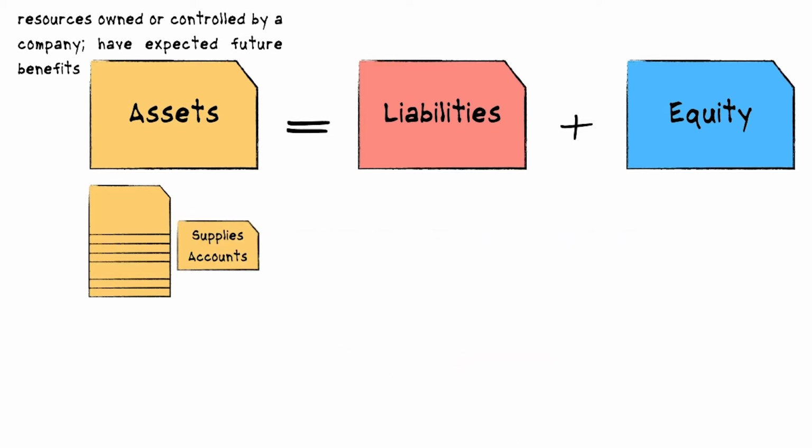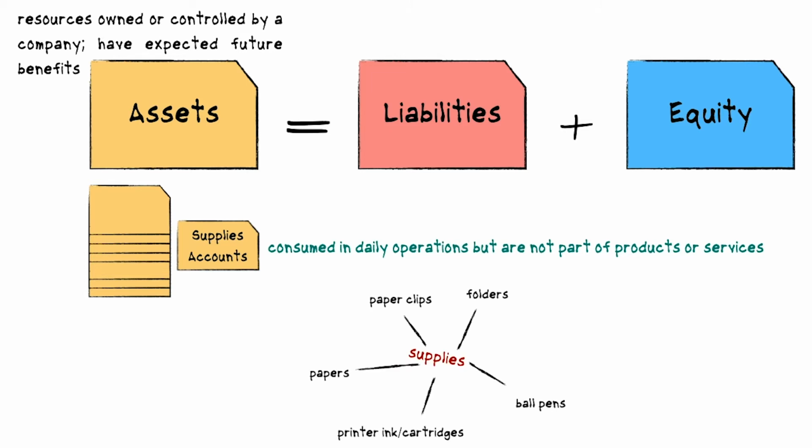Similar to prepaid expenses, supplies are assets until they are used. Don't confuse supplies with inventories. Supplies are consumable items that you use in the daily workings of your business. Inventory, on the other hand, refers to anything you will either sell or use in making a product you will sell.